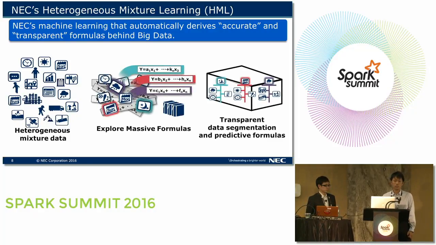HML basically analyzes different types of data sources and explores multiple formulas, not a single formula. It discovers multiple formulas, and at the same time, which formula holds in what kind of situation. So based on the transparent data segmentation and accurate prediction formulas, it produces predictions.